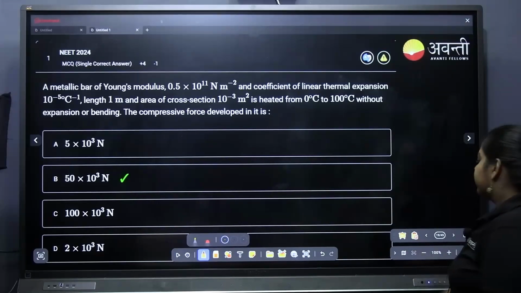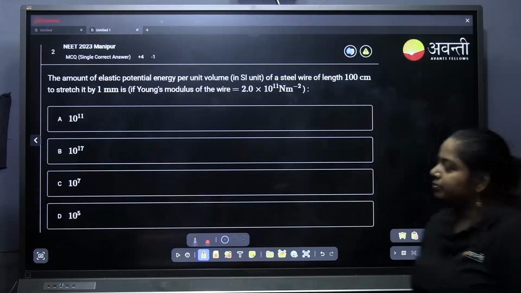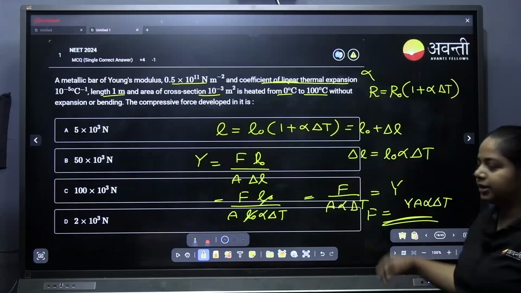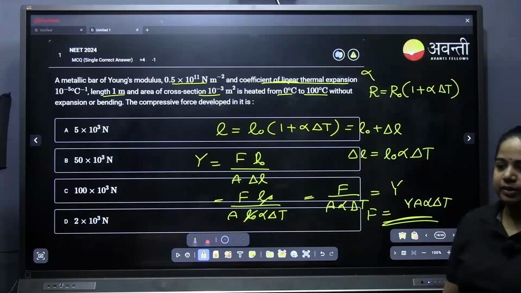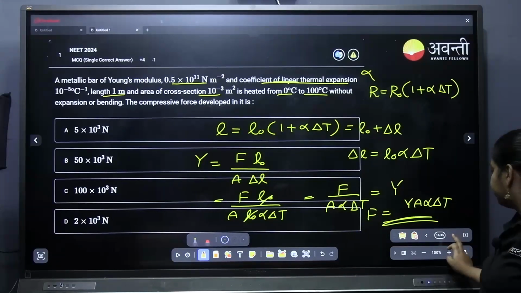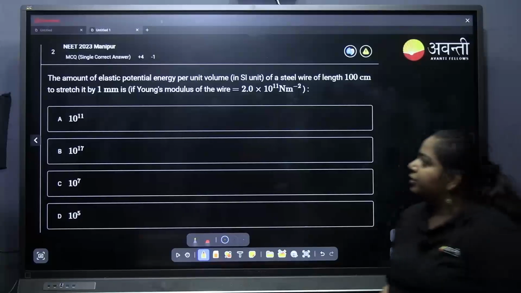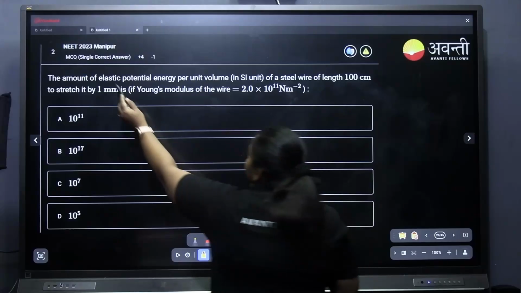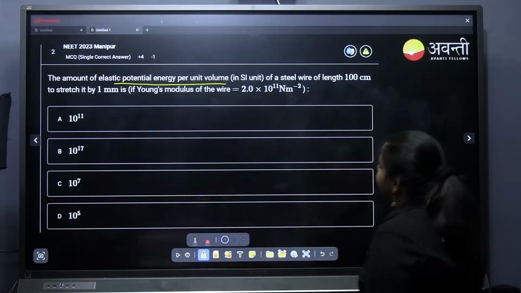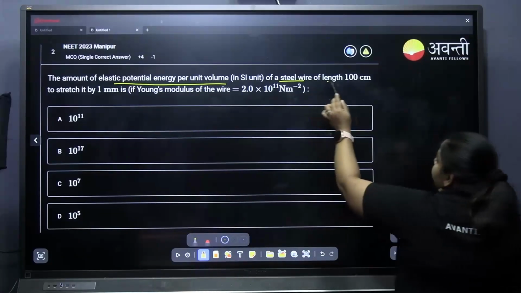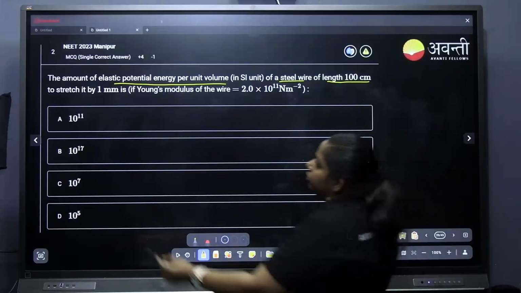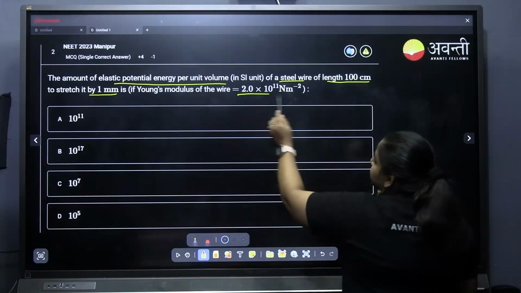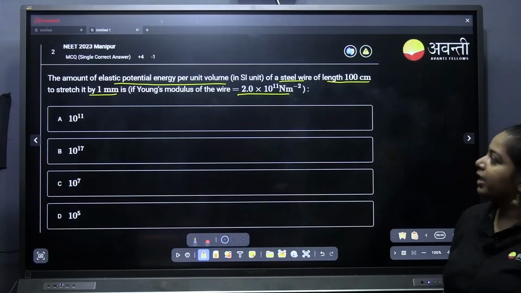Okay, then coming to the next question. I hope nobody has doubt in the previous one. Is there any doubt in this? No. Okay. Coming to the next question. Amount of elastic potential energy per unit volume of a steel wire of length 100 centimeter, to stretch it by 1 millimeter. Young's modulus is given.